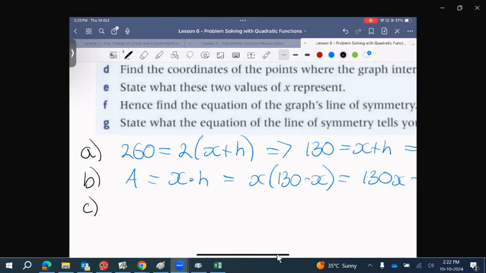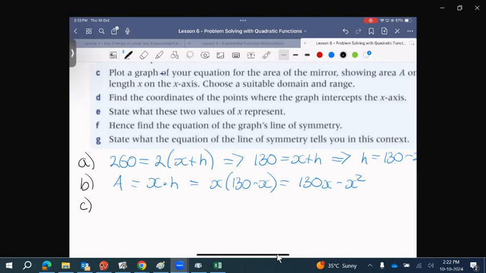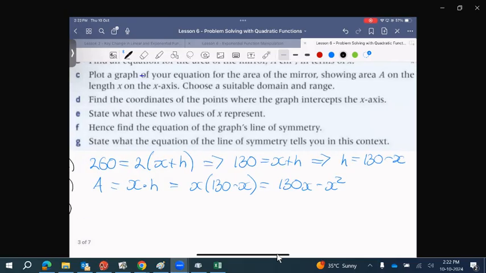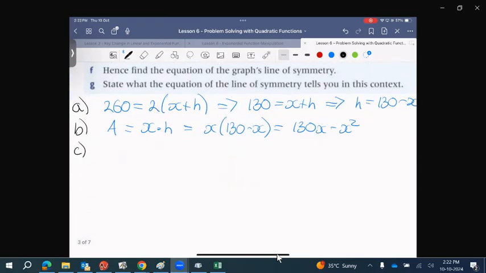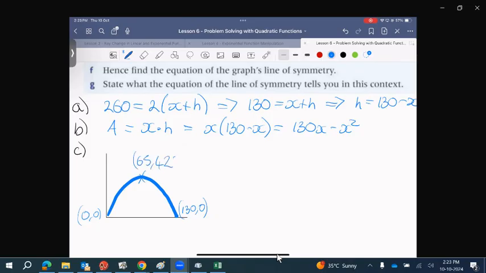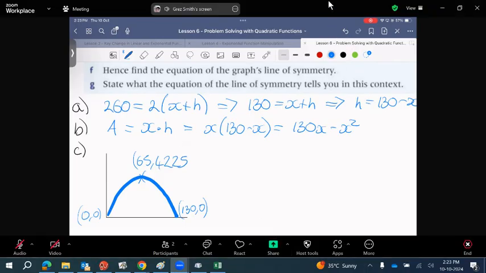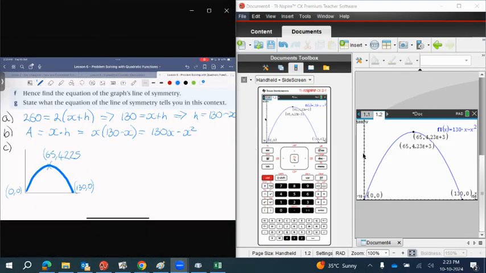So in part C, we're asked to plot the equation showing the area and choose a suitable domain and range. In our diagram, the graph is going to look like this. It's going to go through (130, 0) and (0, 0). And what was the maximum point? It was (65, 4225). Let me just check that. Yeah.